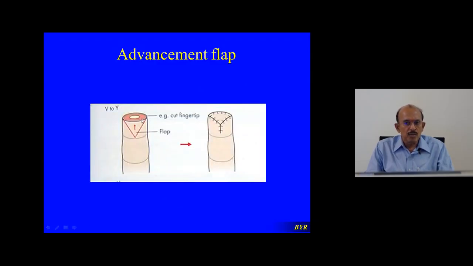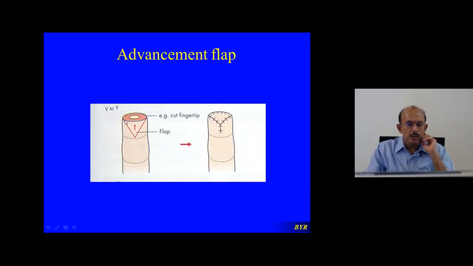Advancement flap example, traumatic amputation of finger. For example, sometimes a patient may come to you with amputation of the terminal phalanx. He is working with some machinery, so he keeps the hands like this. Accidentally he may lose the tip of the finger. It will be a clean cut injury like this. This is the bone, this is the tissue. So you can't suture it here.